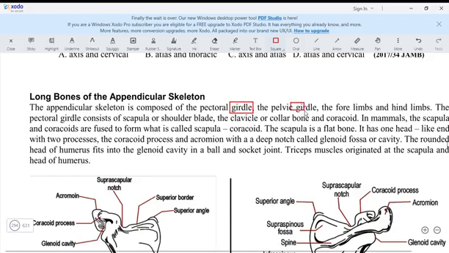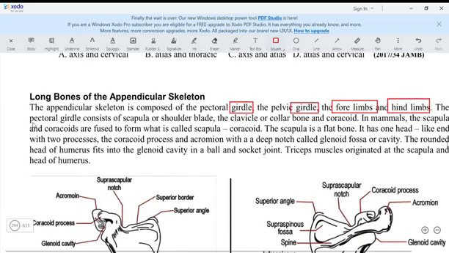Then we also have the pelvic girdle, the one that I say is at the waist region. The forelimbs, those ones that make up the arms, the upper and the lower arms. Hind limbs, those ones that make up the legs. So these are all appendicular skeleton.